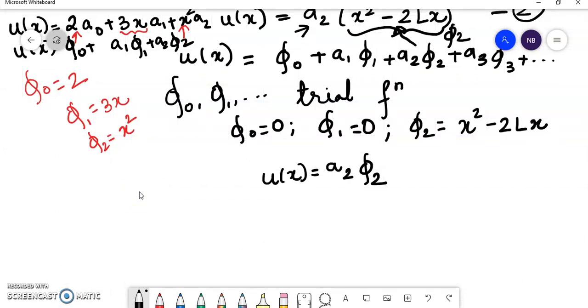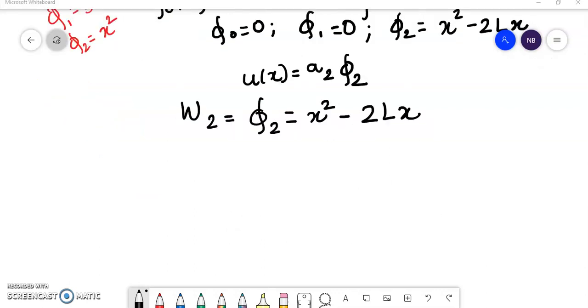Only one constant is unknown, and hence one weight function is sufficient to get one equation by substituting the weight function into the equation and solve for a2. That is, w2 is the weight function which is equal to the trial function phi 2. The trial function phi 2 is equal to x square minus 2lx.